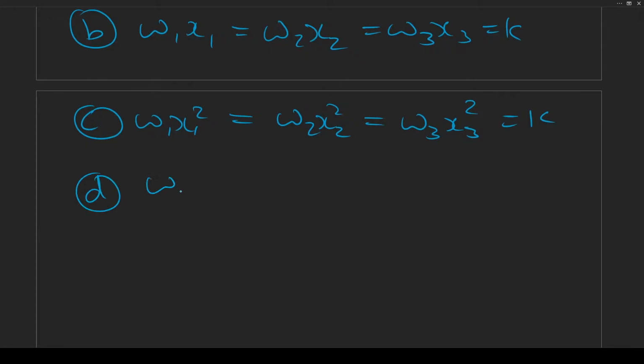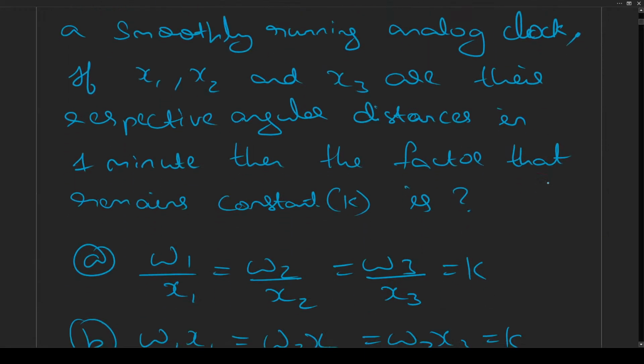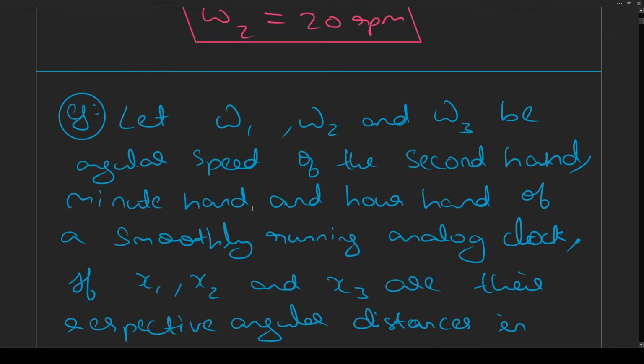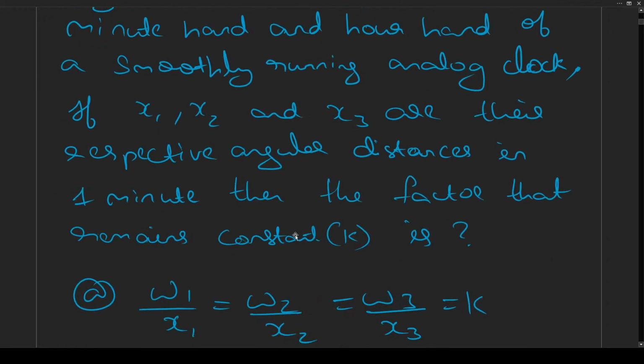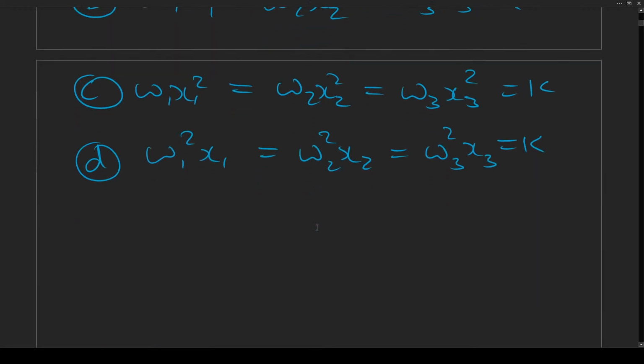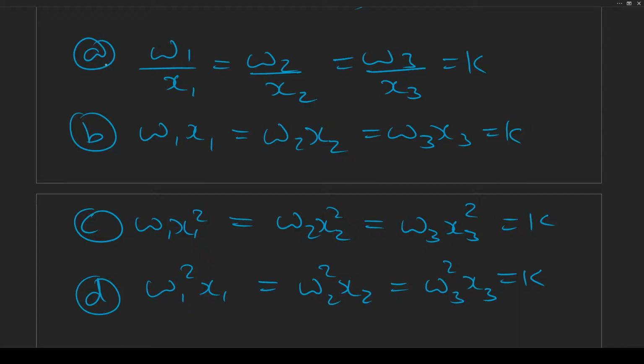Option D, omega 1 square x1 is equal to omega 2 square x2 is equal to omega 3 square x3 is equal to k. They are saying that in a clock there are three hands, and each hand is moving with angular velocity omega 1, omega 2, and omega 3, and covers an angular distance of x1, x2, and x3 respectively in 1 minute. Then which of them will remain constant? The answer is the first option.